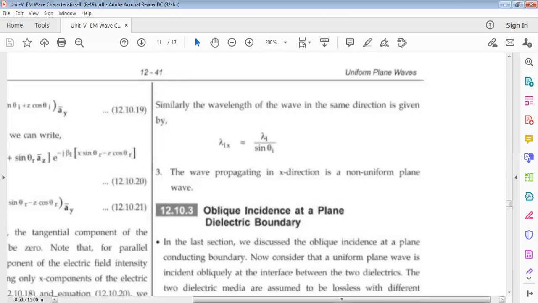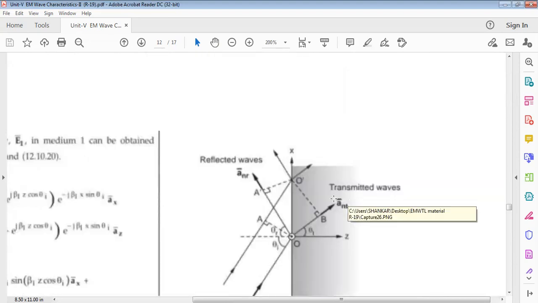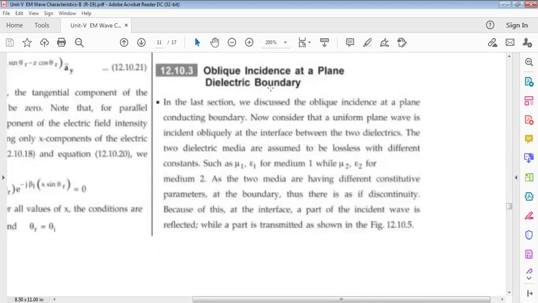Okay, and we can see another two cases of oblique incidence at a plane dielectric boundary. One is vertical polarization, the other is horizontal polarization also. But in the dielectric boundary, there is a transmission also. Previously, what we discussed for vertical and horizontal polarization at a plane conducting boundary, there is no transmission. E1 bar is equal to EI plus ER only. H1 bar is equal to HI plus HR only. But there is no HT.